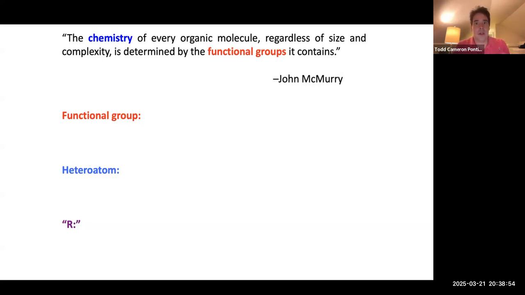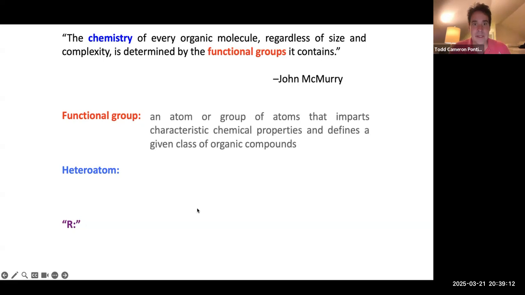molecular theory. Okay, so this is a quote that I really like from a professor, John McMurray. The chemistry of every organic molecule, regardless of its size and complexity, is determined by the functional groups it contains. Well, what is a functional group? A functional group is an atom or group of atoms that imparts characteristic chemical properties and defines a given class of organic compounds. Basically, you can think of it as a chemical motif, either an atom or a collection of atoms bonded together in a particular way.